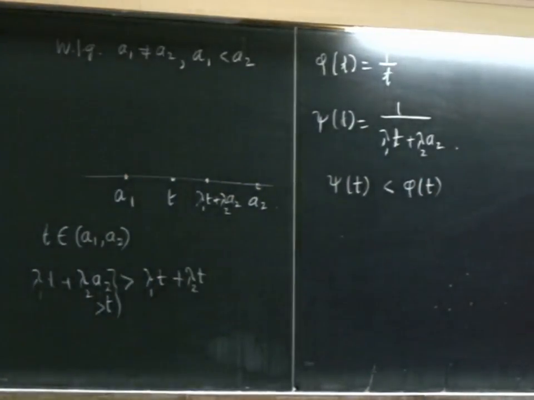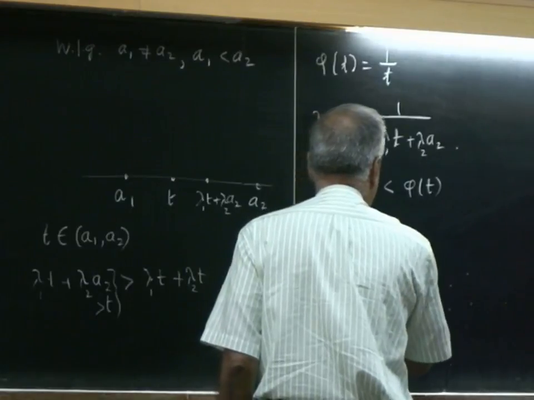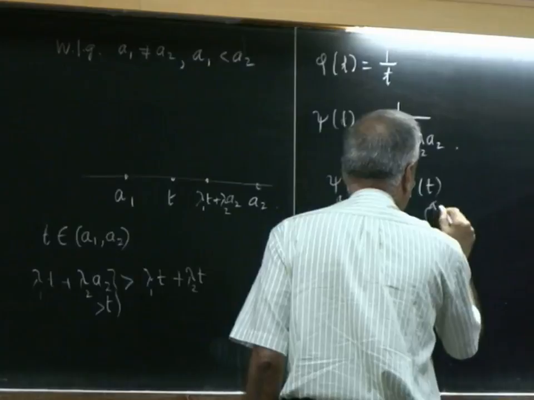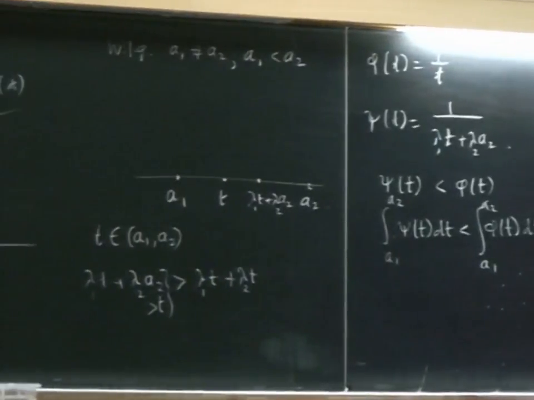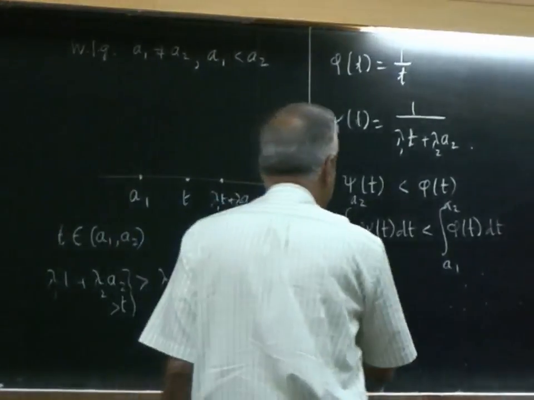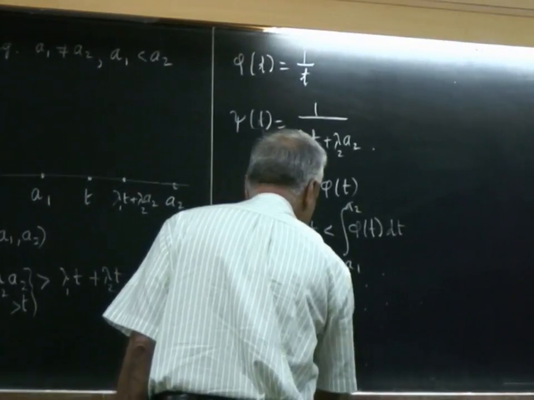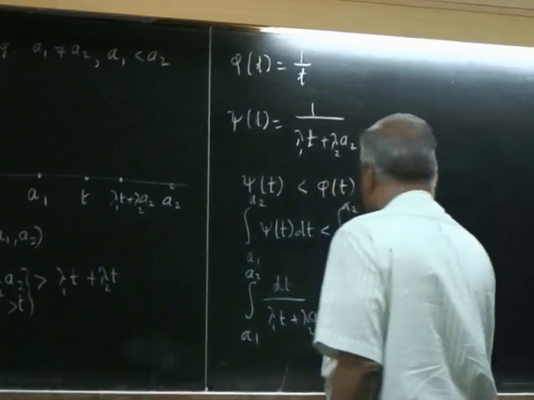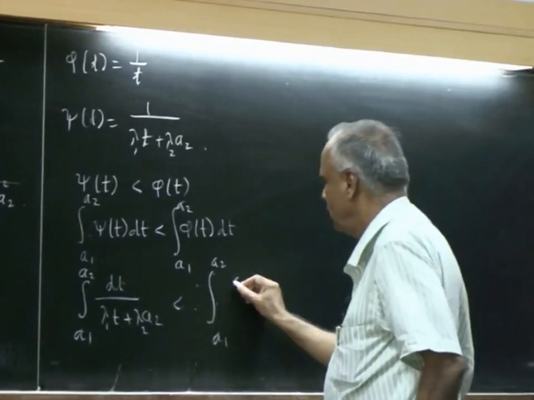So, if I have two continuous functions, one curve lies always strictly above the other curve. So, the areas will be correspondingly maintained. So, the integral A1 to A2 of psi t dt will be strictly less than the integral A1 to A2 of phi t dt, because they are all continuous functions. Okay. Now, all you have to do is write it down explicitly. That is the integral from A1 to A2 of dt by lambda 1 t plus lambda 2 A2 is less than the integral from A1 to A2 of dt by t.